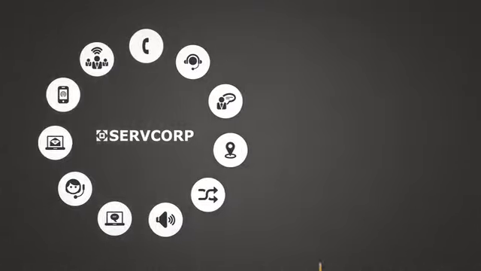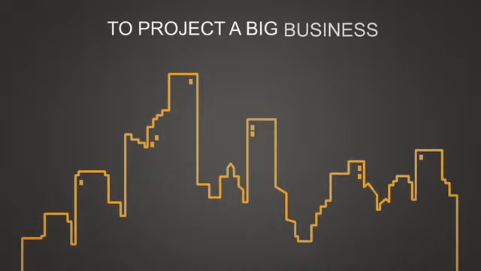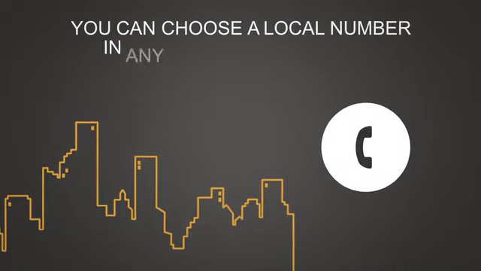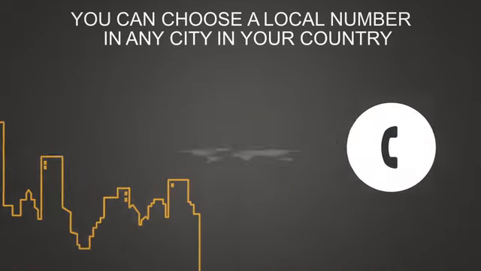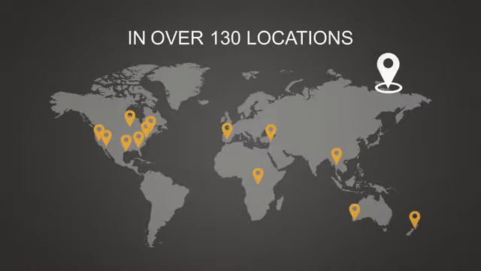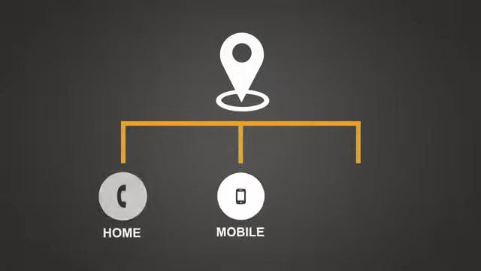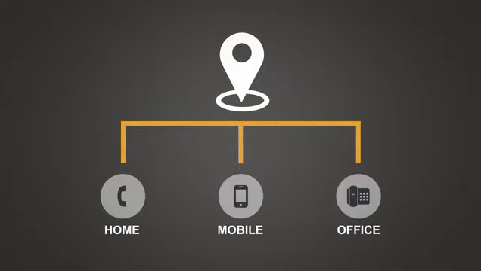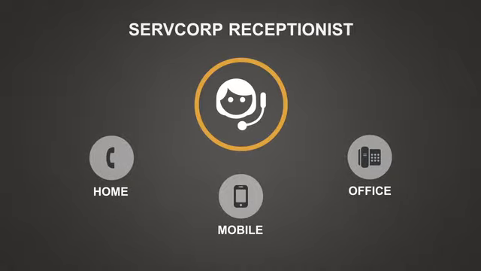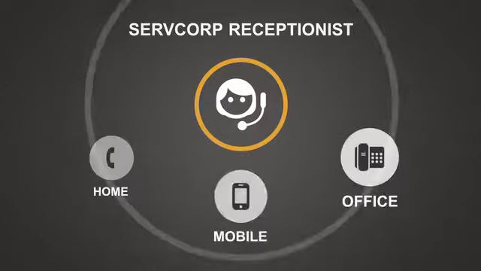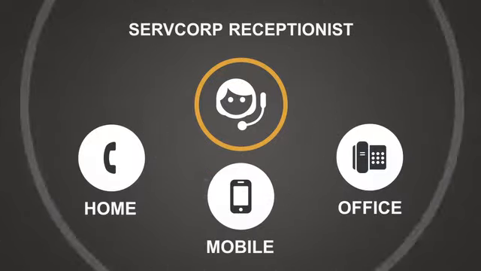communications. For example, to project a big business image, you can choose a local number in any city in your country or in over 130 locations across the globe, and have those calls routed to your home, mobile or office phone number over Servcorp's global network. Alternatively, your Servcorp receptionist, controlled by you, can route your calls to anywhere, sequentially or simultaneously as you nominate.